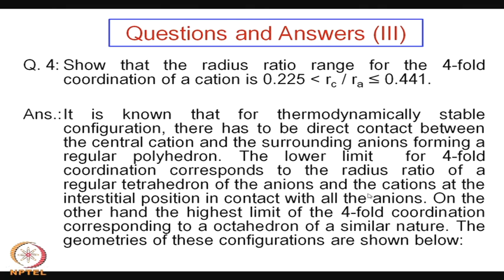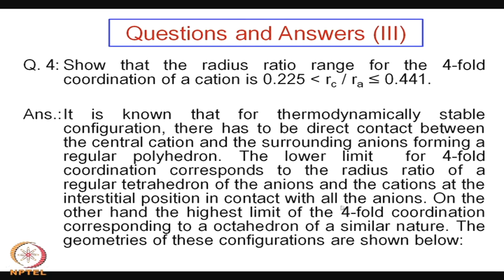So, it just touches the anions when the anions are in the tetrahedral configuration. On the other hand, the highest limit of the fourfold coordination corresponds to an octahedron of a similar nature. Then the geometries of these configurations are given below. I am just going to the next slide.